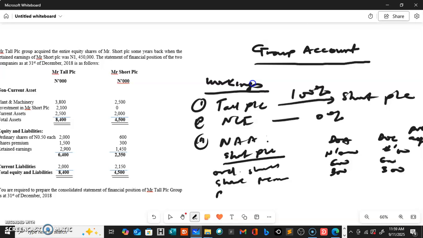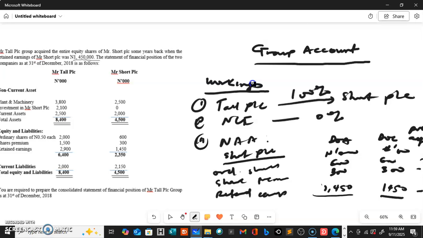In the case of retained earnings, if you look at the question very well, we're told that Short PLC's retained earnings at the date of acquisition were 1,450,000. Let us put that there, 1,450,000. And at the time of consolidation, the retained earnings did not change, so we have 1,450,000 and 1,450,000. What's our post-acquisition gains? Nothing. We have 0 here, and we also have 0 here.